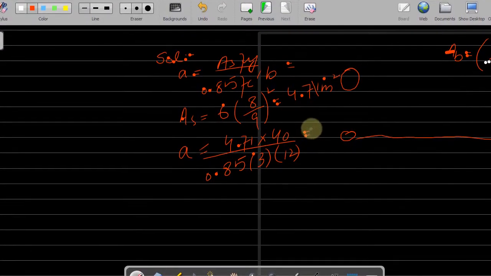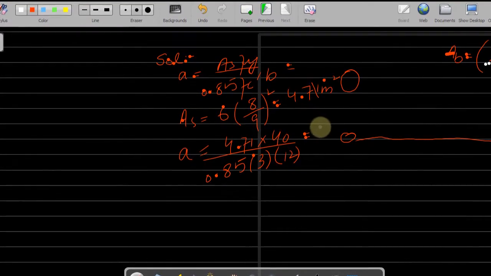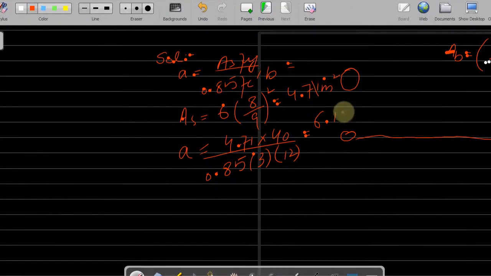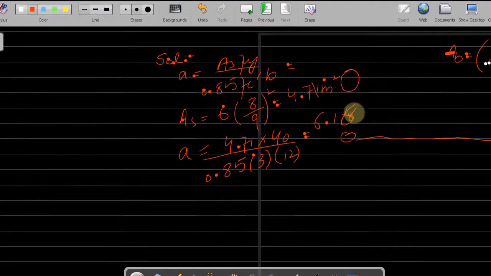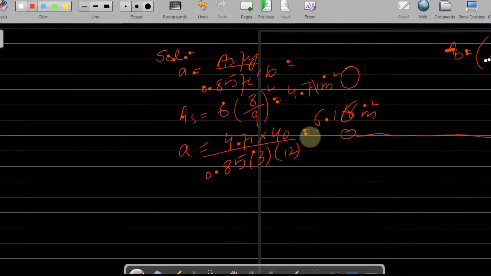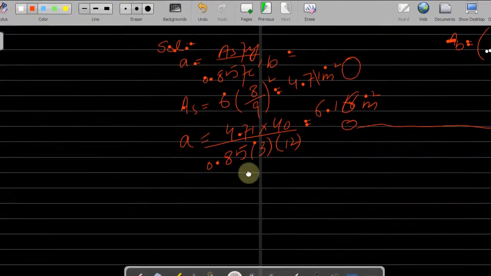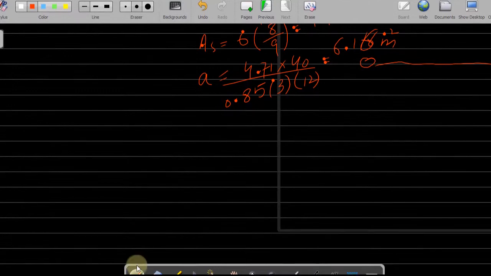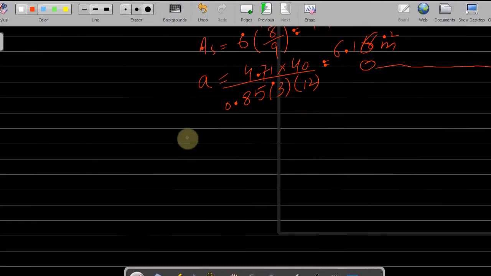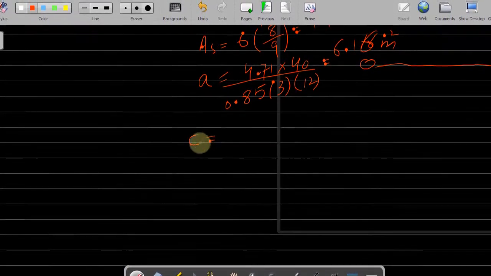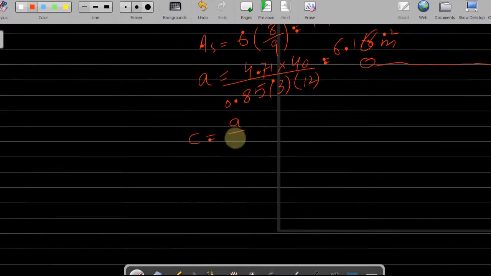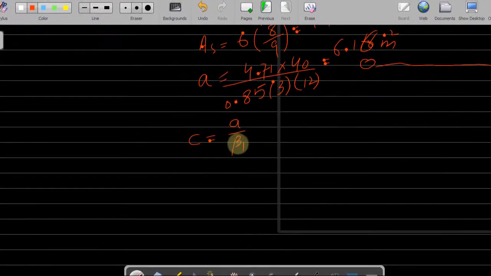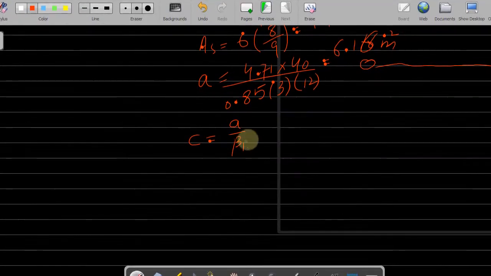From this, you can easily calculate the value of A, and that value will be 6.16 square inches. Further, we need the value of C. We can easily calculate C by using A divided by beta 1. And we have to make sure what the value of beta 1 will be.